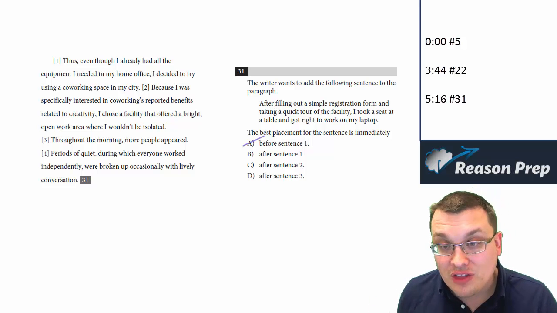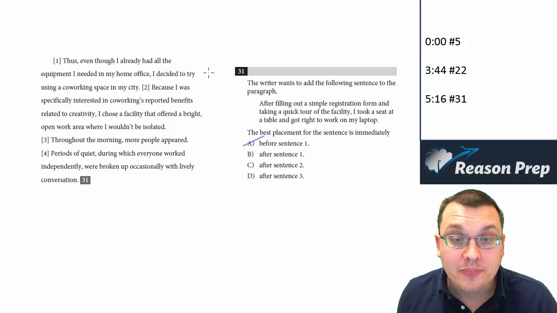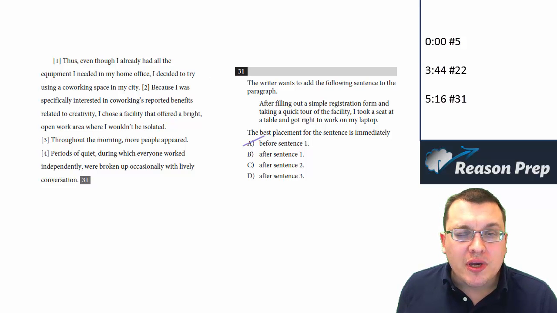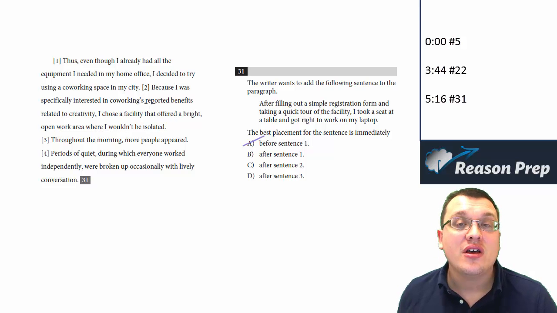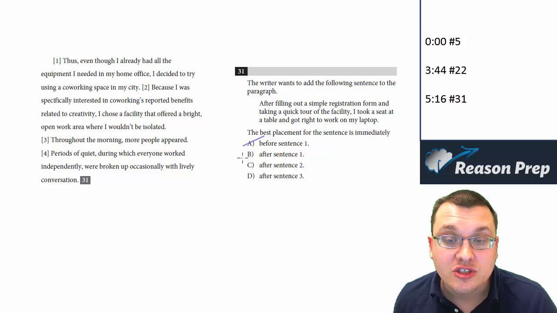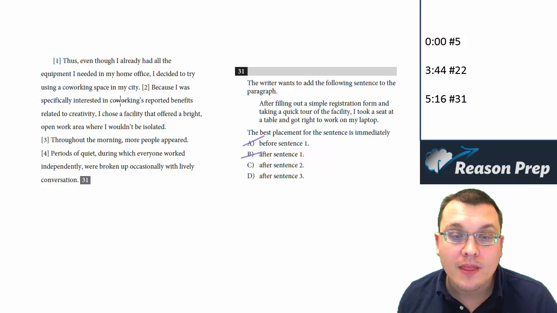So this is at the very least going to go somewhere after one. Let's read two. Because I was specifically interested in co-working's reported benefits related to creativity, I chose a facility that offered a bright open work area where I wouldn't be isolated. So again, we still haven't gotten to the co-working facility, so putting it after one is not going to work.